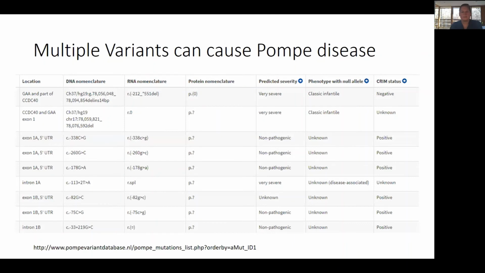This is a little bit busy, but what I just wanted to show is that there is a database available online where the different variants are listed, and it tells you what the DNA nomenclature is, the predicted severity, if there has been a reported phenotype or picture, and then the CRIM status. And the reference for that is here at the bottom.